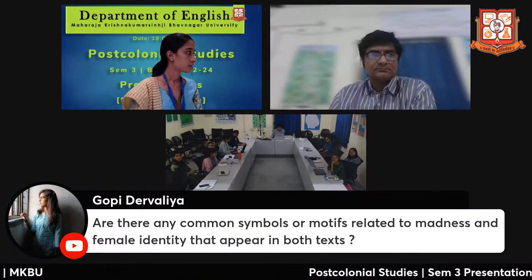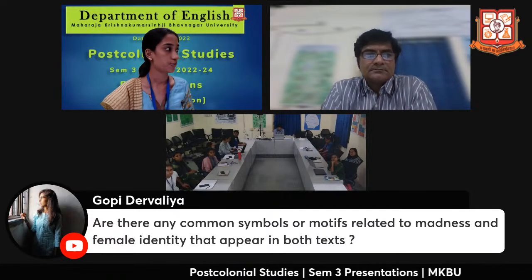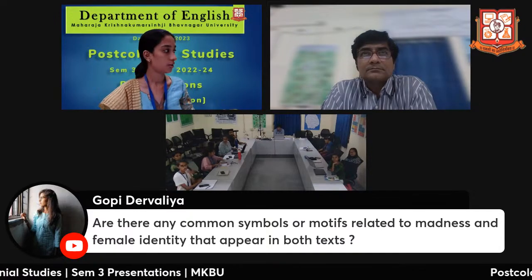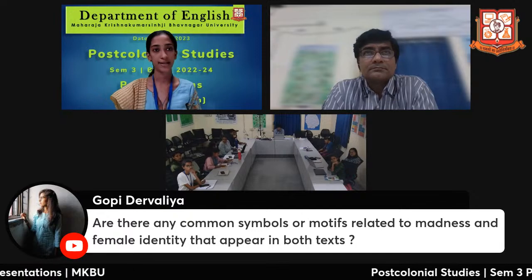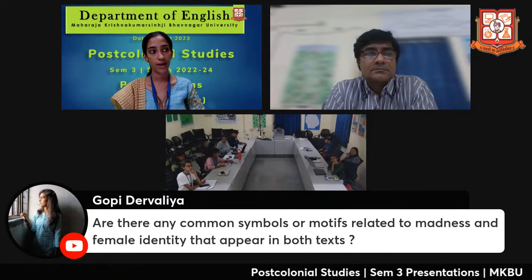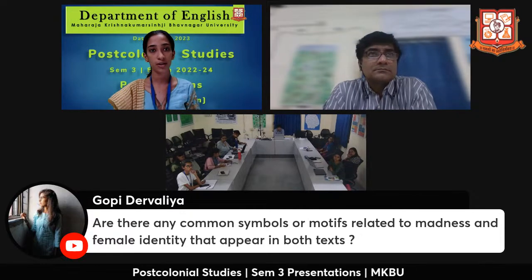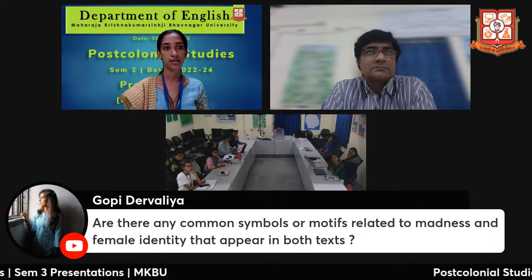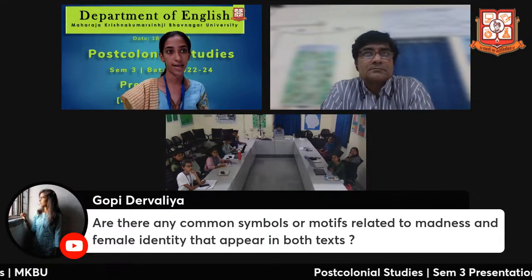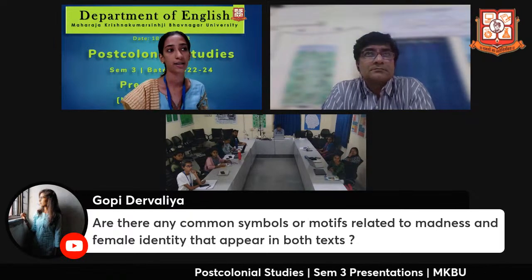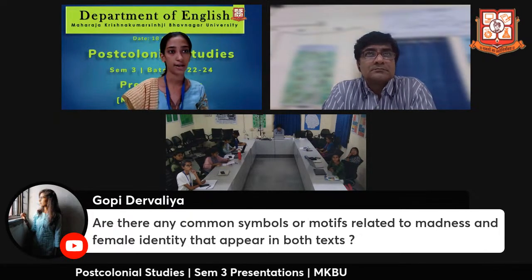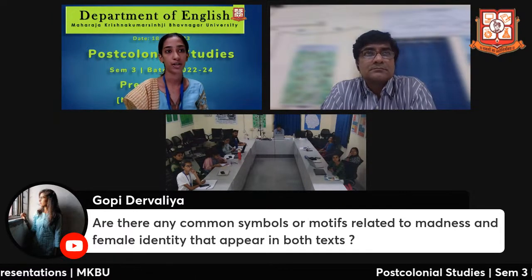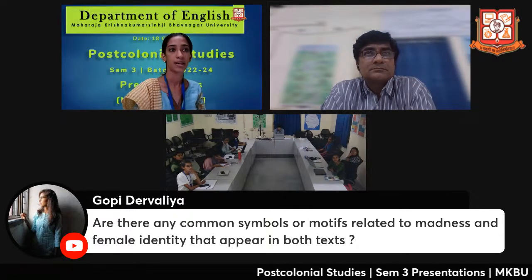Yes, there are many common symbols that we can relate to madness and female identity. When we are talking about symbols, the very first symbol is the attic, which can be seen as the suppressed and marginalized voice of Bertha Mason and Jane Eyre. And in the novel Jane Eyre by Charlotte Bronte, we can see that even Jane's childhood is very traumatic, where her aunt is not taking proper care of her.